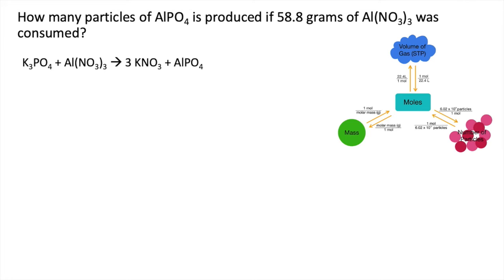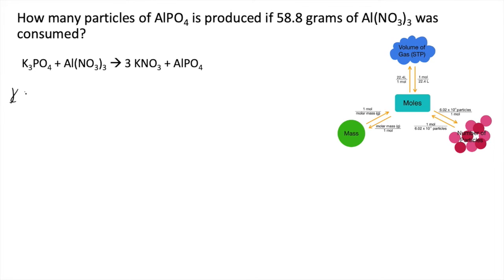So in our next problem, we're asked how many particles of aluminum phosphate is produced if 58.8 grams of aluminum nitrate was consumed. And this is going to be assuming that potassium phosphate is in excess. So the first thing we do is determine our knowns and our unknowns. Our known is 58.8 grams of aluminum nitrate, and we are asked to calculate the number of particles of aluminum phosphate.